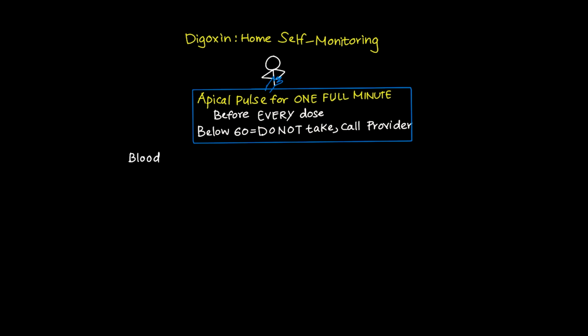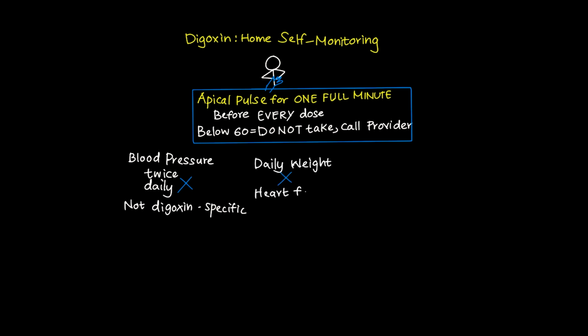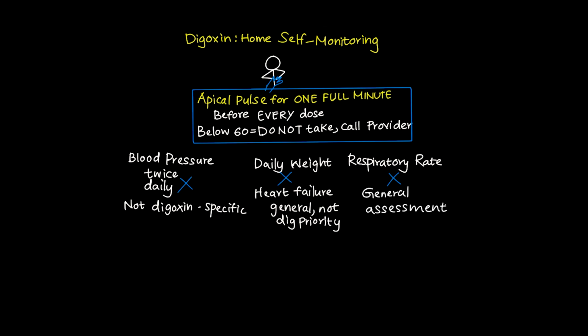Blood pressure twice daily is valuable for overall cardiovascular health, but it is not the specific safety check for digoxin. Daily weight monitoring matters for heart failure fluid management, but it is not the drug-specific priority. Respiratory rate counting is a general assessment parameter that does not tie directly to digoxin safety.